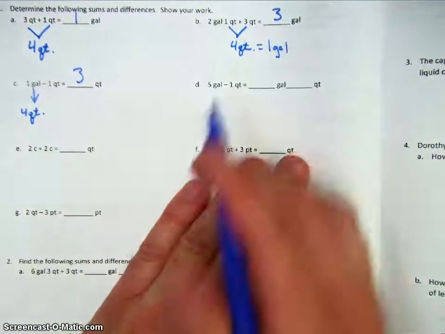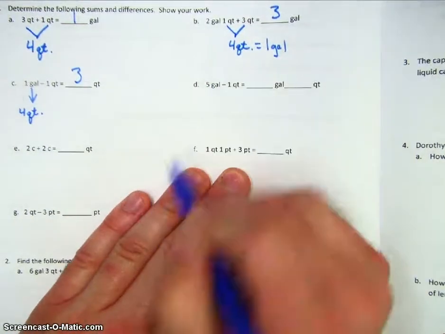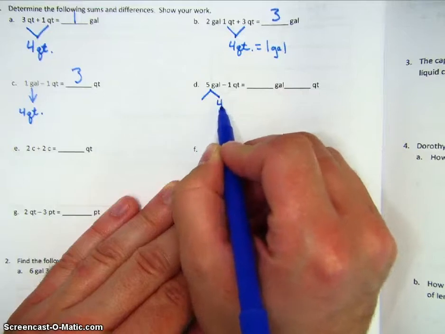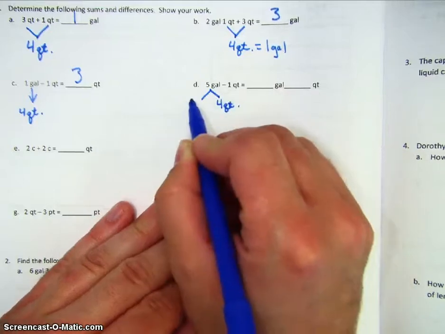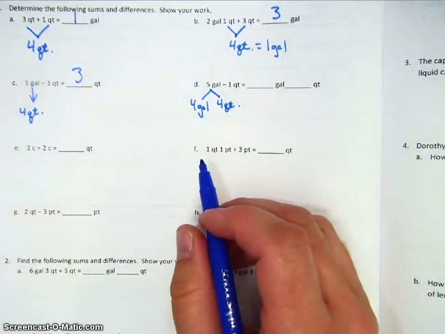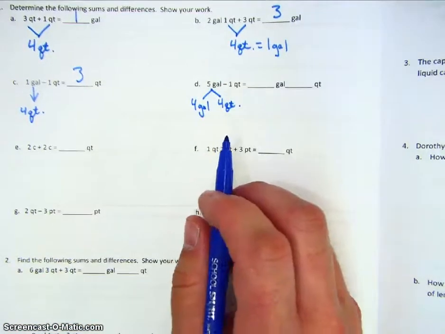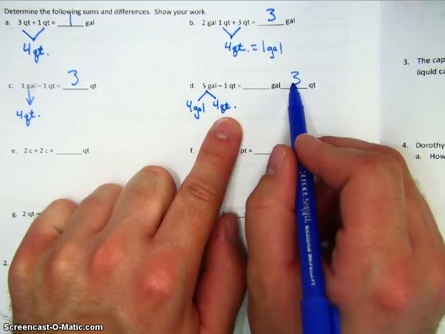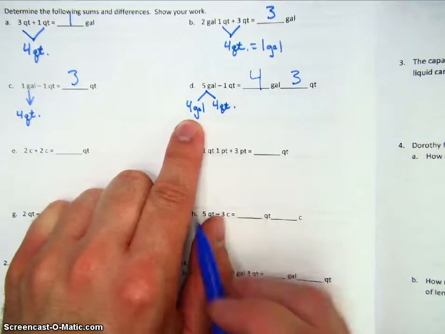The same thing with the next one. We have 5 gallons minus 1 quart. Well, what we're going to do is pull off 1 gallon and turn it into 4 quarts. And we know that we have 4 gallons left over. So our 5 gallons is now 4 gallons and 4 quarts minus 1 quart. So 4 minus 1 is 3, and then we have 4 gallons left.